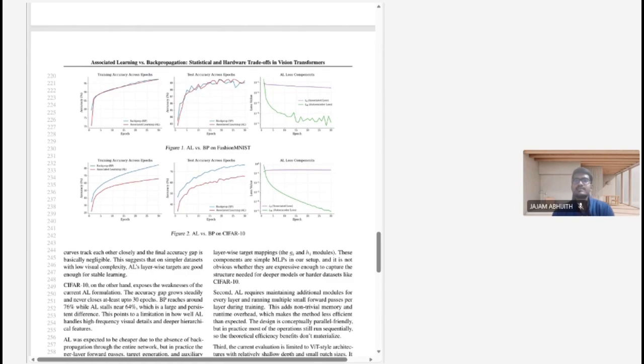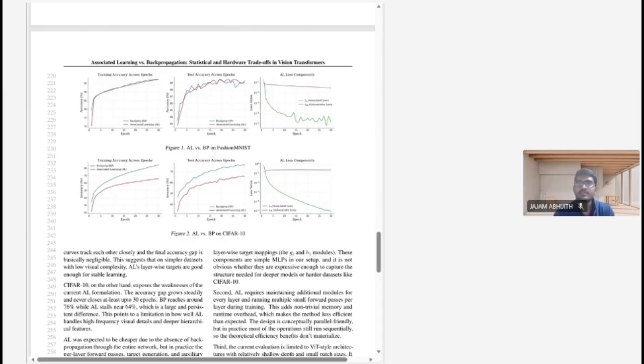So for FashionMNIST, AL is definitely competitive with backpropagation, and it even shows somewhat faster convergence early on, which is pretty cool. We also looked at the behavior of AL's two internal losses, the association loss and the autoencoder loss. The association loss decreases steadily and smoothly, which confirms that the bridge-based alignment mechanism is working as intended. The autoencoder loss drops really dramatically, by almost two orders of magnitude within the first few epochs, and then it stabilizes with small fluctuations.